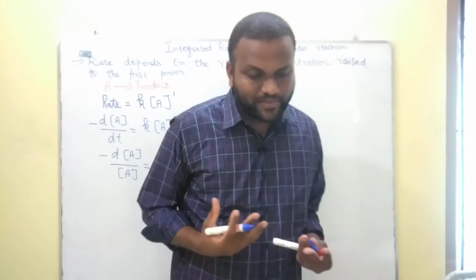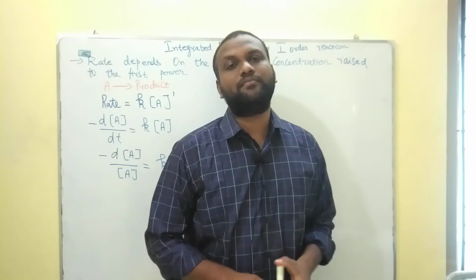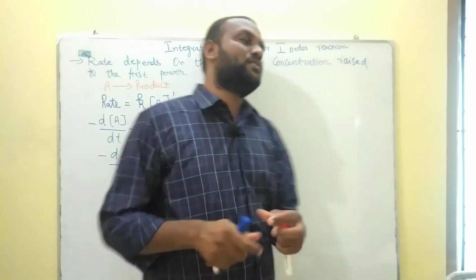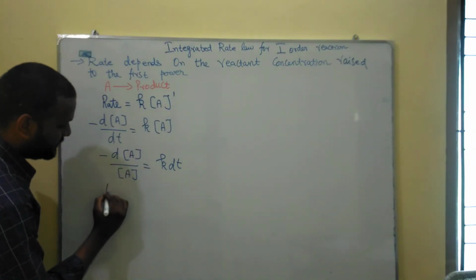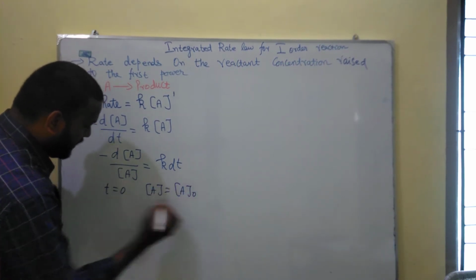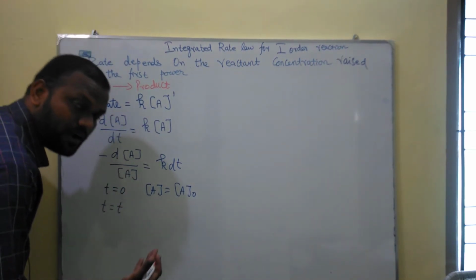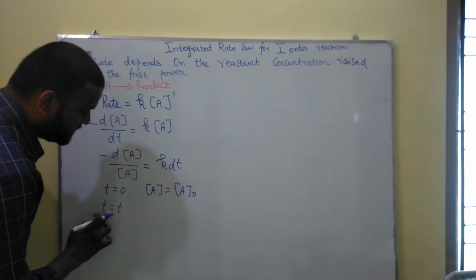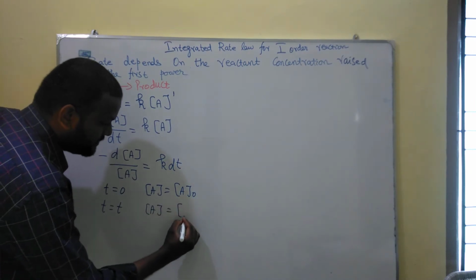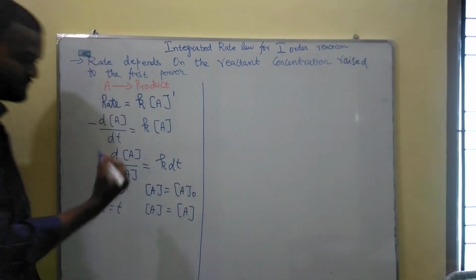Initially the compound has an initial concentration A0. When t is equal to 0, the concentration of A is equal to A0. When time is equal to t, it may be t seconds or t minutes, 10 minutes, 5 minutes, 20 minutes, an hour, a year, whatever it may be, at the mentioned time, the concentration of A we just refer to as concentration of A. So this is the limit to integrate our expression.